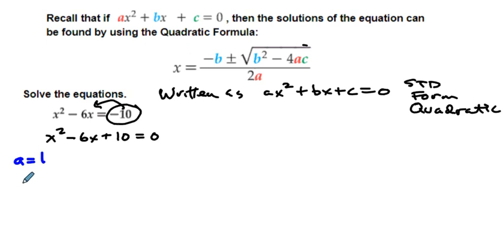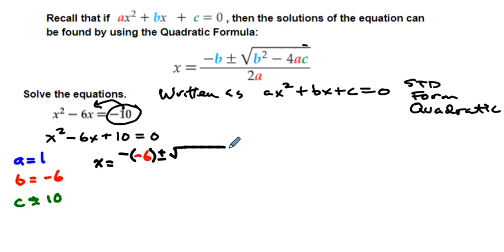My b is the number in front of the x, sorry, the a was the 1, in front of the x squared. Now the number in front of the x is my b, and that's negative 6. And then my c, it's actually not in front of anything, it's a constant, is 10. So I'm going to plug these numbers into the quadratic formula. We're going to say x is equal to negative, and then my b is negative 6. We'll close that off, and then plus and minus.